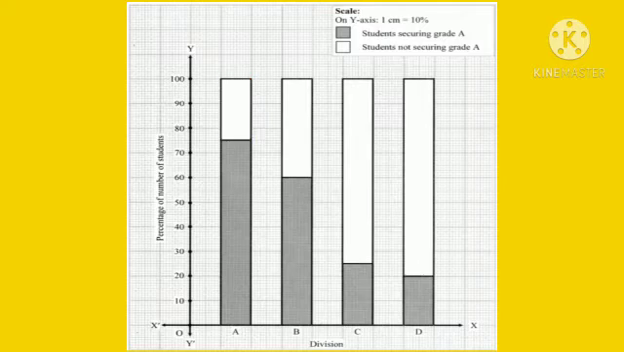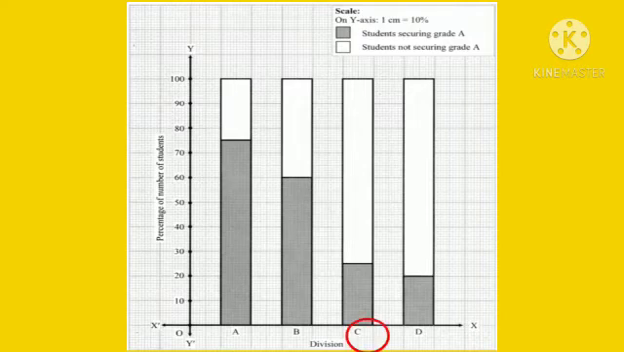Now, we will draw the second bar of division B up to 100 units. The number of students in division B securing A grade is 33 and the percentage of students securing grade A in B division is 60%. So we will draw a marking up to 60 units and we will shade that much part of our bar. Next, we will draw a bar of division C.